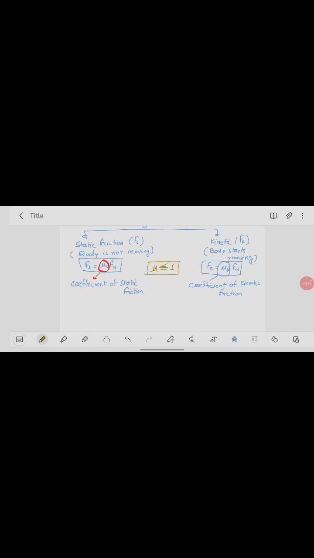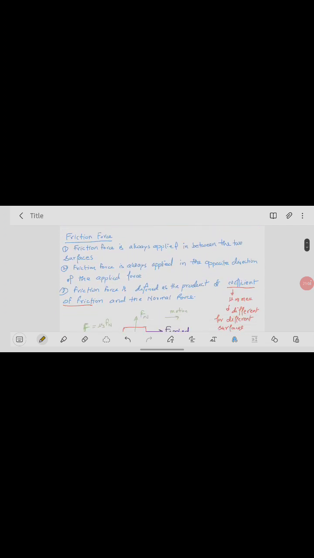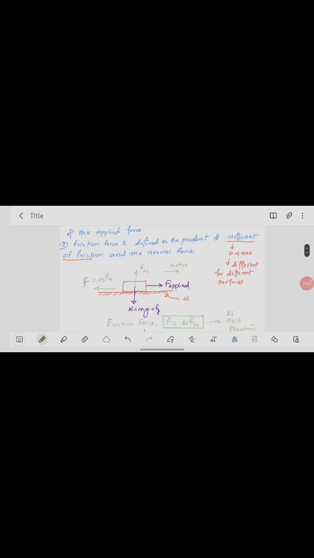Now if I ask you to calculate the value of coefficient of friction, mu s is equal to Fs over Fn. From here mu k is equal to Fk over Fn. So this is the formula of the coefficient of friction for static and for kinetic. So that's it. In the question I made you understand the formula also, and for mu there are no units. So this is how you can explain the friction force in between the two surfaces. I think it is clear to all of you.